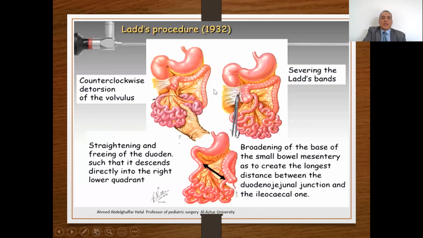These pictures summarize some important steps: counterclockwise detorsion of the volvulus, straightening and freeing of the duodenum so that it descends directly to the right lower quadrant, cutting the Ladd's bands, and broadening of the base of the mesentery to create the longest distance between the DJ junction and the cecum, to prevent the development of mid-gut volvulus.